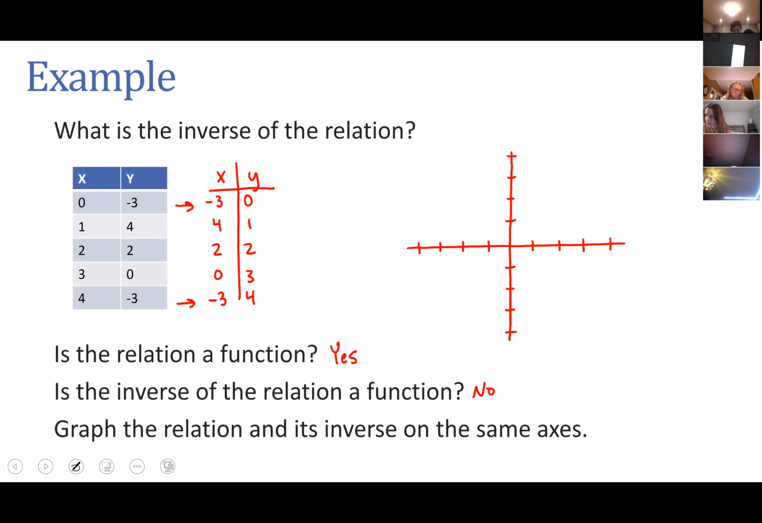All right, so I'm going to use blue to plot the original function. So (0, -3), (1, 4), (2, 2), (3, 0), and (4, -3).